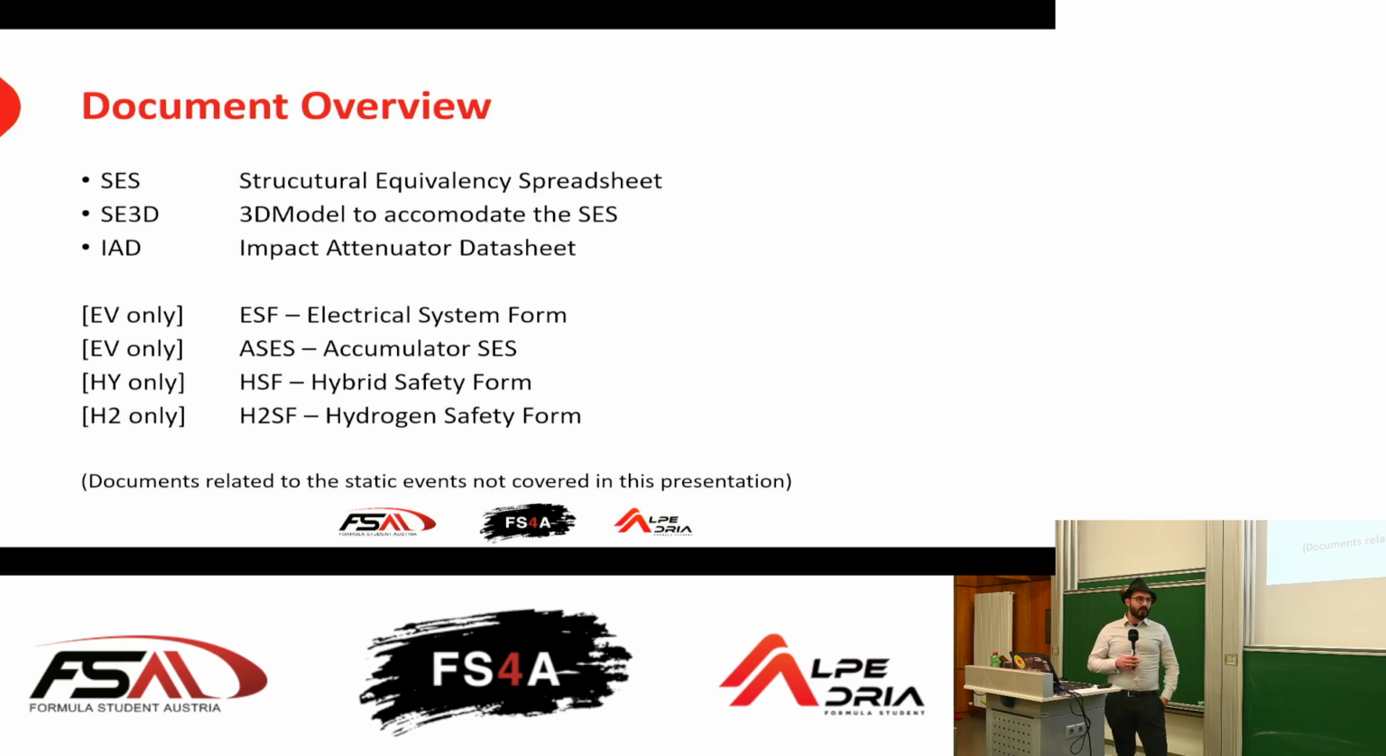These three documents are for all vehicles, regardless of the powertrain. And then we have some documents which are special case for the different powertrain designs. So for electric cars, we have the electrical system form, the ESF. We have now the accumulator SCS, which is now a separate document. It is not found in the overall SCS anymore. For hybrid cars, we have the hybrid system safety form. And for the hydrogen cars, H2, we have the hydrogen safety form.